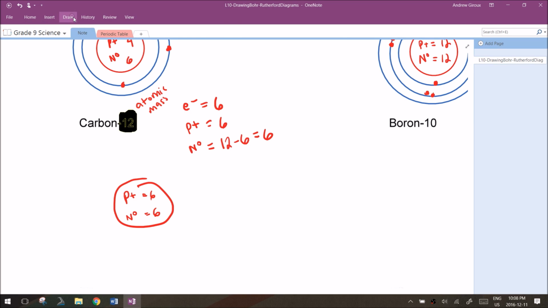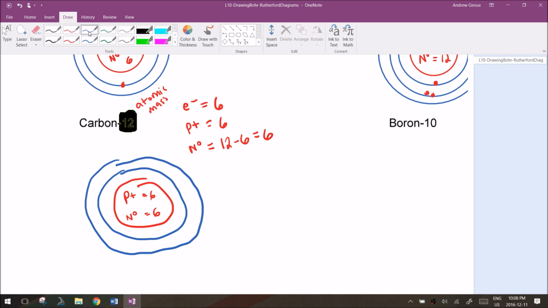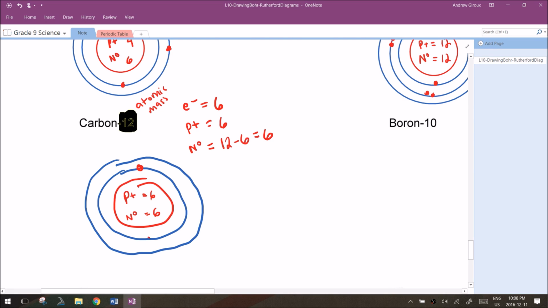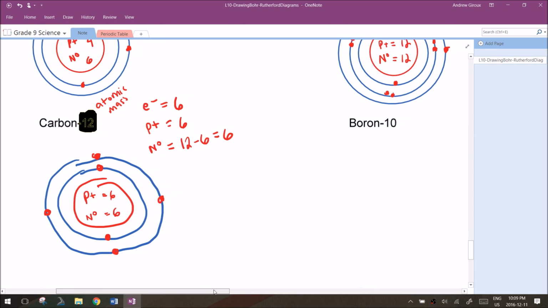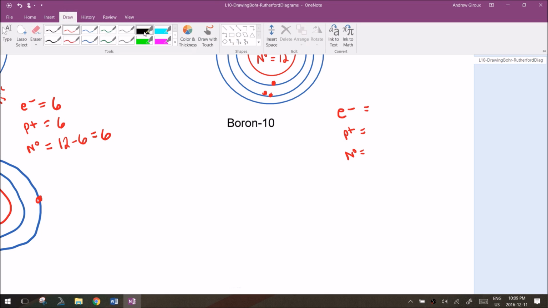There's our nucleus, and then we're going to start drawing our energy shells. There's the first one. And then the second one, now we can place our electrons. And there's 6 electrons. So again, this number beside it tells us the atomic mass. So if we look over at the next one, we have boron 10.